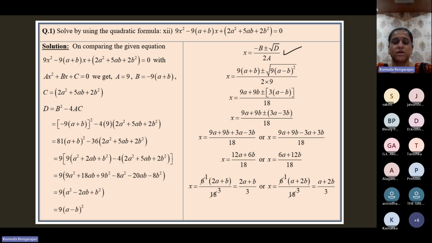What is of 10th standard is the standard form, writing the values of A, B, C. The quadratic formula is of 10th standard. Otherwise, calculating this, we've been doing since 8th standard. Working with algebraic expressions, we've been doing since 8th standard. So these are the two values of x.